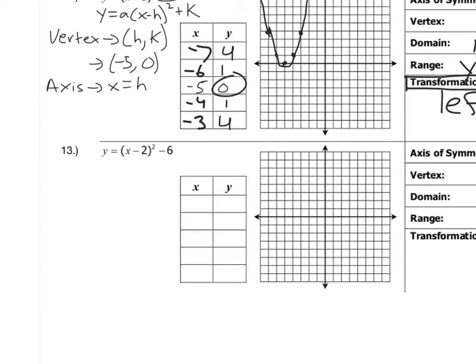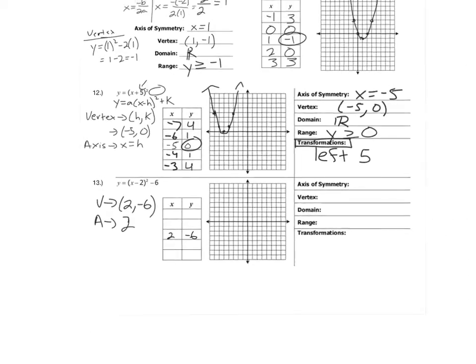Now, this one is also in vertex form. Remember, your vertex is (h, k). The number in the h position is 2, because remember, h is opposite. And the number in the k position is -6. So that's (2, -6). Your axis of symmetry is going to be x equals h, which in this case would be 2. So we could already fill that part out. Axis of symmetry is x equals 2, and your vertex is (2, -6).